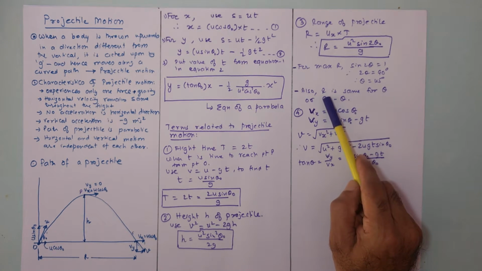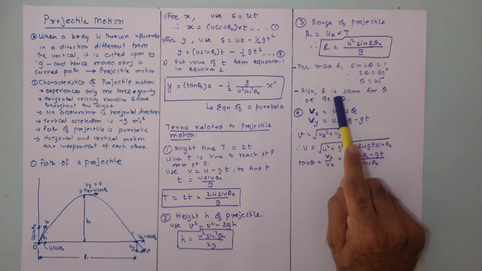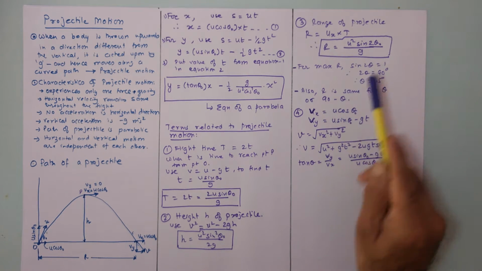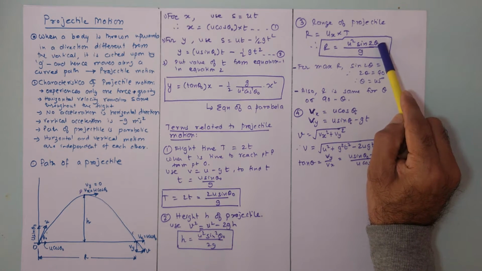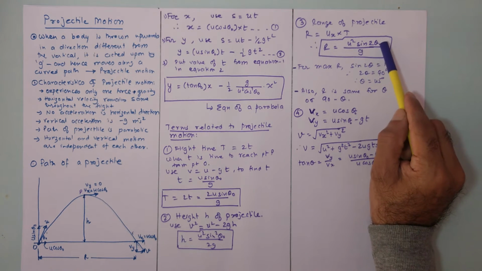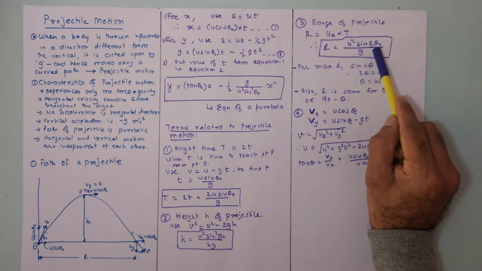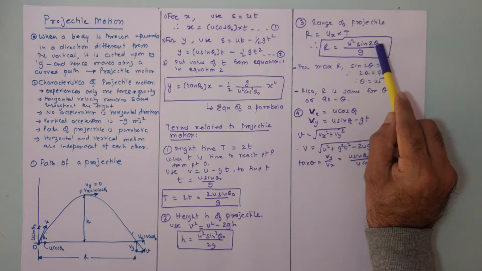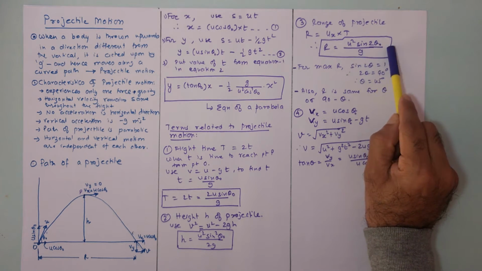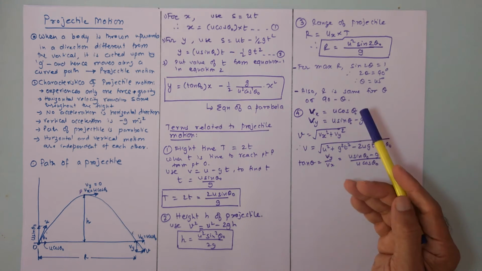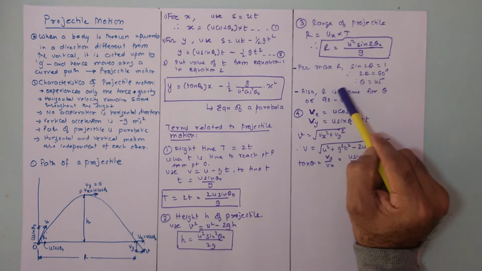The other point that we need to keep in mind is that the value of r is the same for theta and 90 minus theta. So if I take theta as 30 degrees and find r, and if I take theta as 60 degrees, that is 90 minus 30, again I'll get the same value of r. This is because sine 2 theta, if you take theta as 90 minus theta, becomes sine of 180 minus 2 theta, which is equal to sine 2 theta. Therefore we'll get the same value of r.